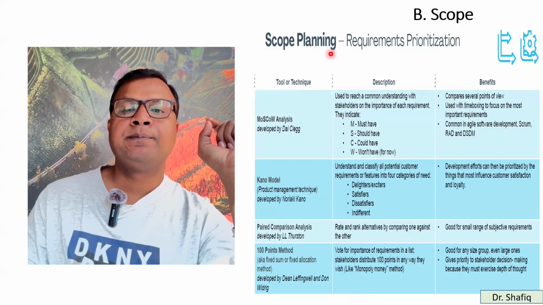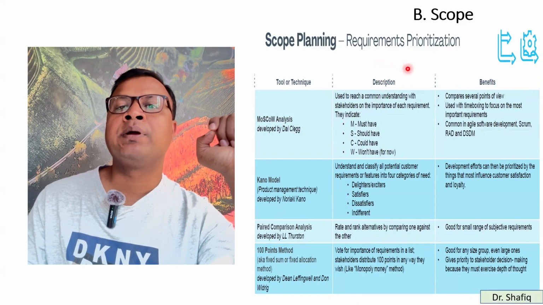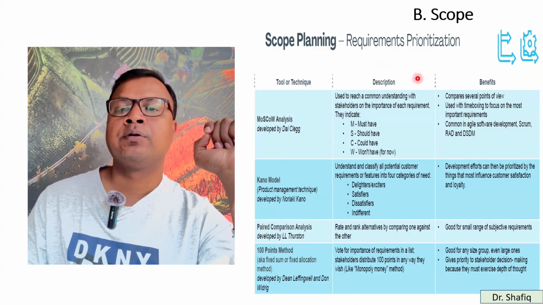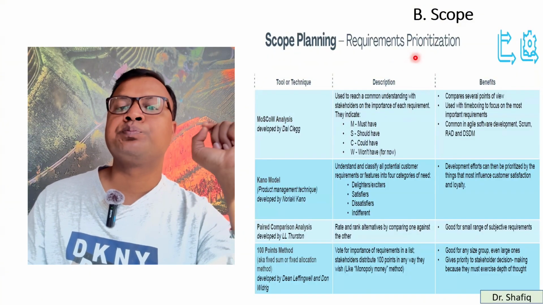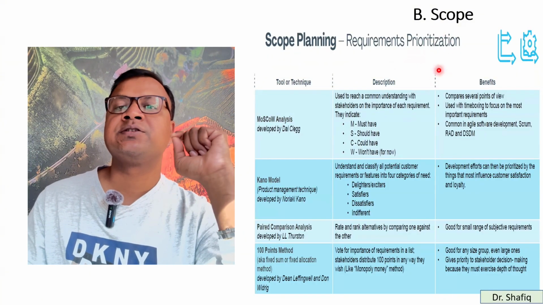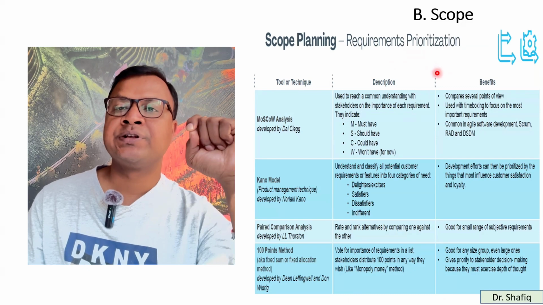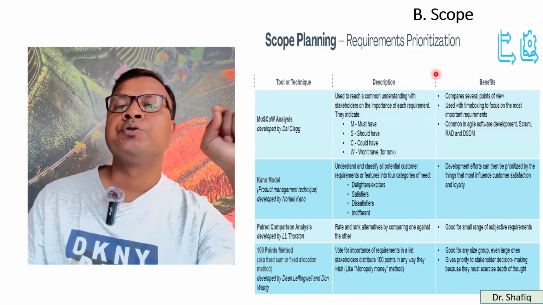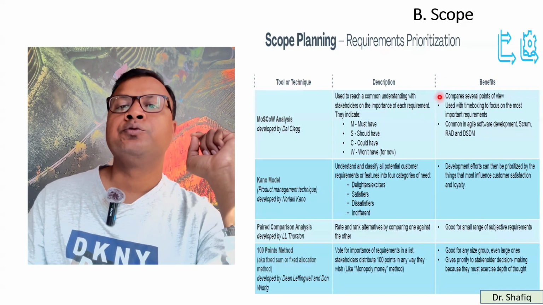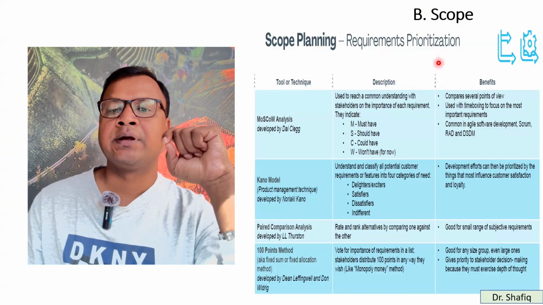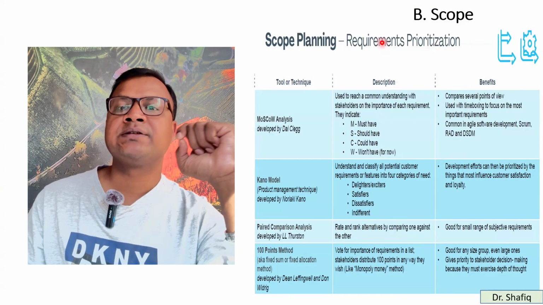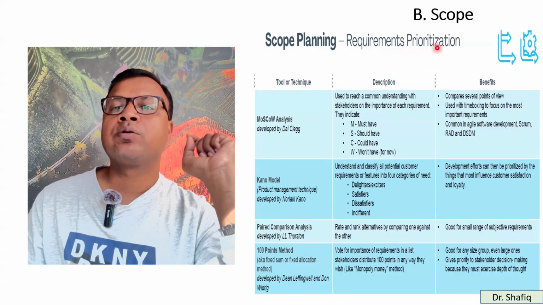So we have scope planning, requirement prioritization. There are many requirements. You have to prioritize them. Which one is more necessary? Which one is less necessary? Which one will be coming first and which one will be coming later? So you have to prioritize your requirements. How can you do that?